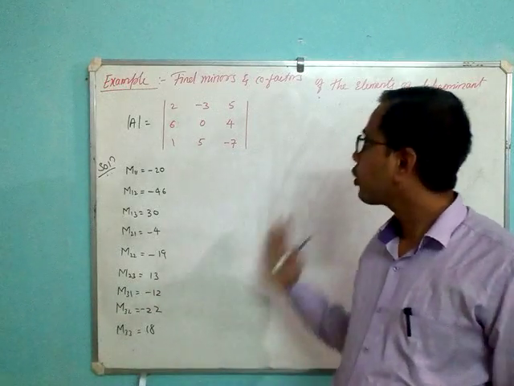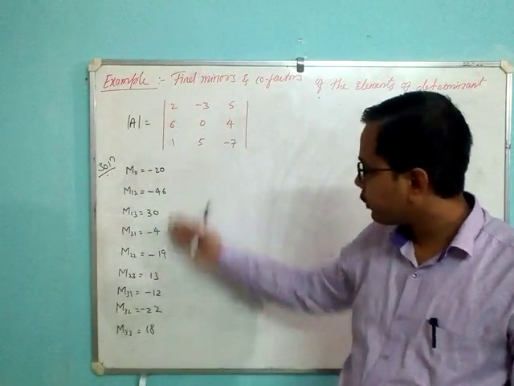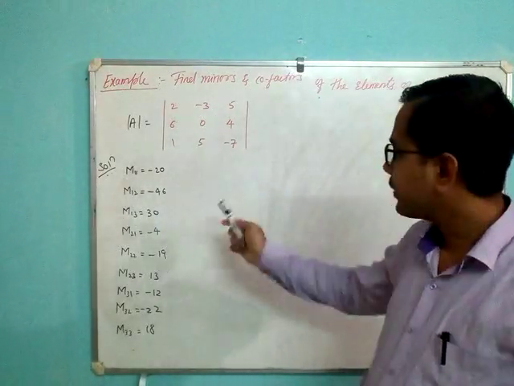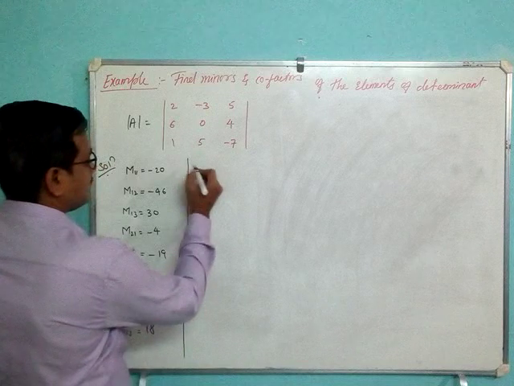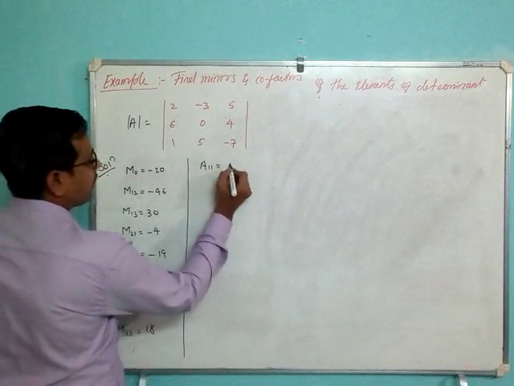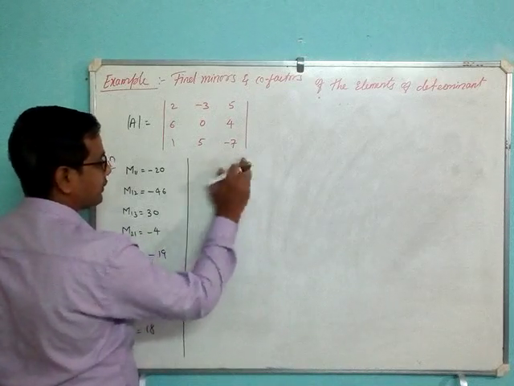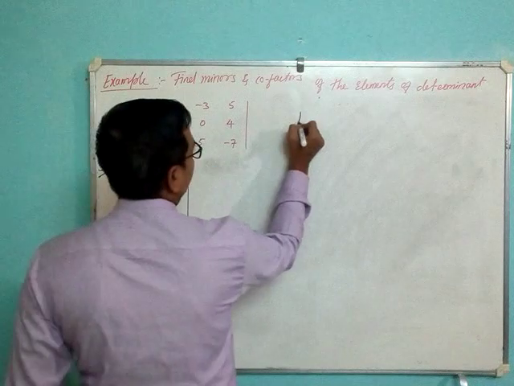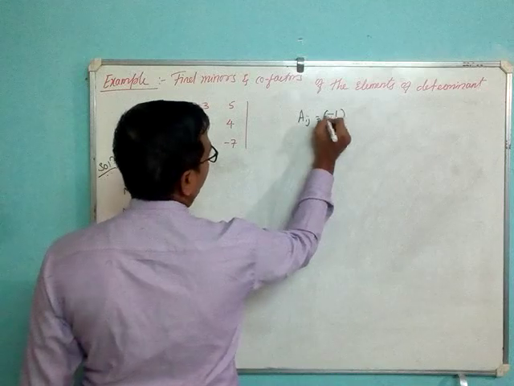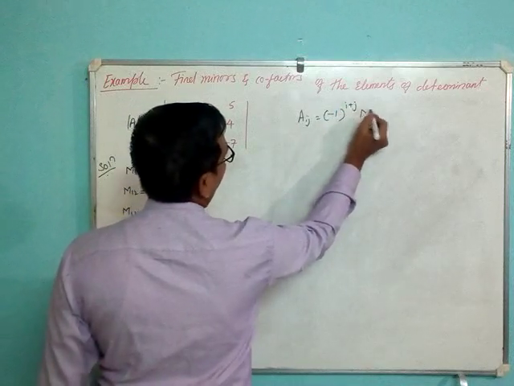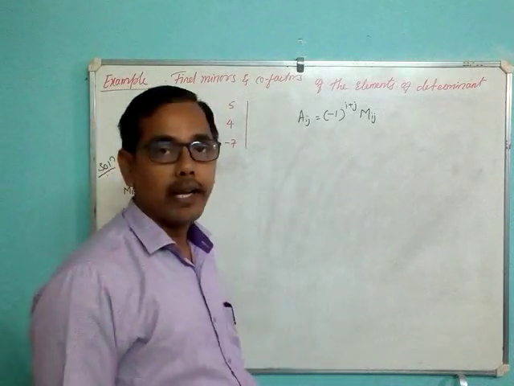So now let's move on to the second part of the question, that is to calculate the cofactors. I have reproduced the values M11 to M33, right? With the help of this we will calculate the cofactors. So what are cofactors? Aij is given by minus 1 to the power i plus j into Mij.